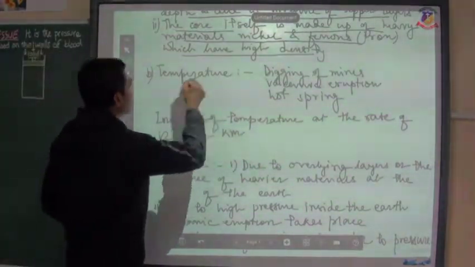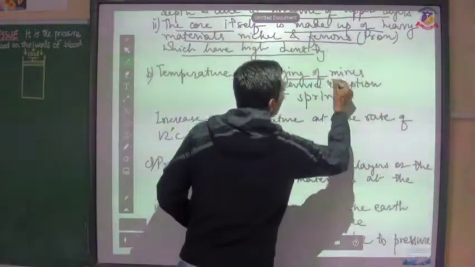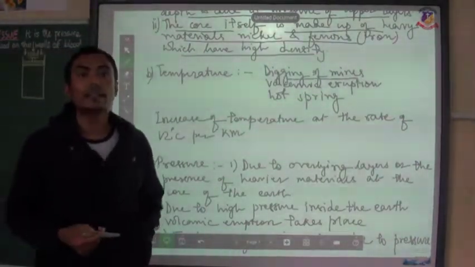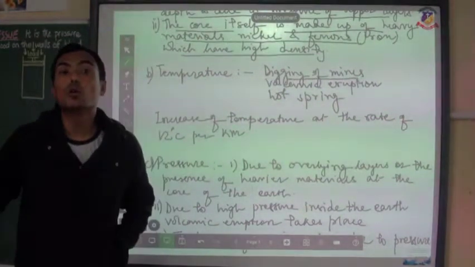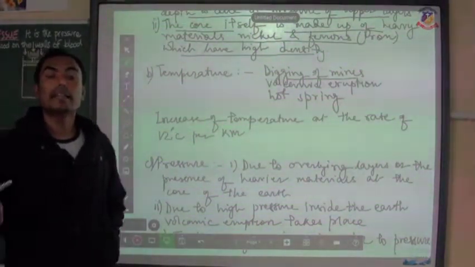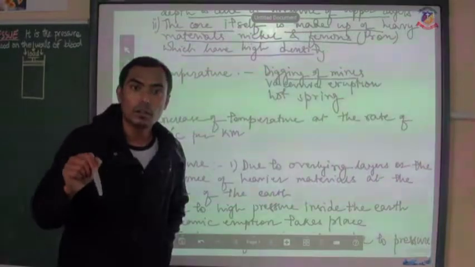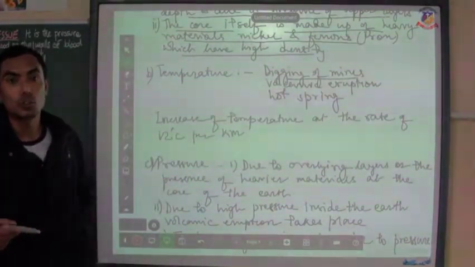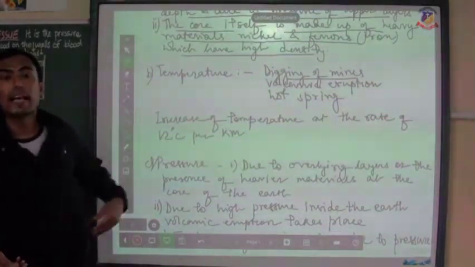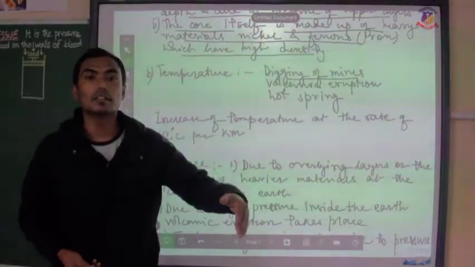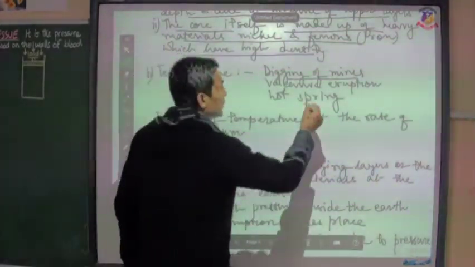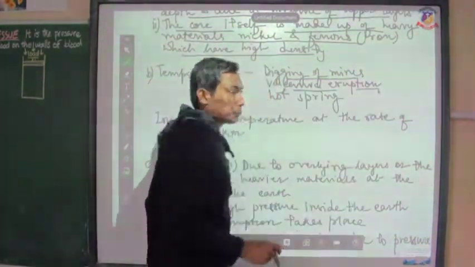First reason is the digging of mines. Especially the miners, especially those coal mines, those miners were the first ones to give information that as we go deeper from the earth's crust, the temperature starts to increase. And this explains to us that as we go towards the center of the earth, the temperature starts to increase.